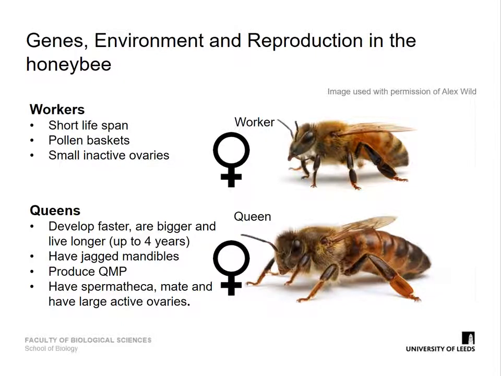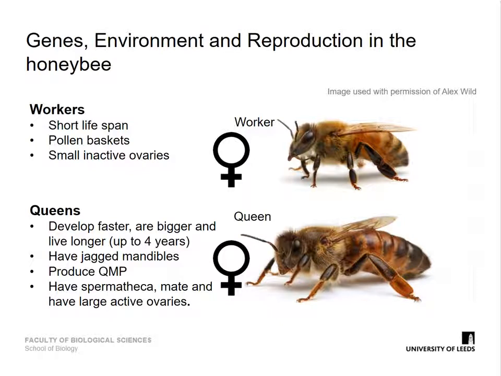Queens, on the other hand, they develop much more quickly, they're bigger, and they live longer, up to 4 years in fact. They have jagged mandibles, which are their mouth parts, and she produces different pheromones, so she smells different. And one of the pheromones she produces is called queen mandibular pheromone. And I'm going to talk about that pheromone a bit later today. The queen also has a spermatheca, she can mate, and she has large active ovaries, which is how she lays 2,000 eggs a day.